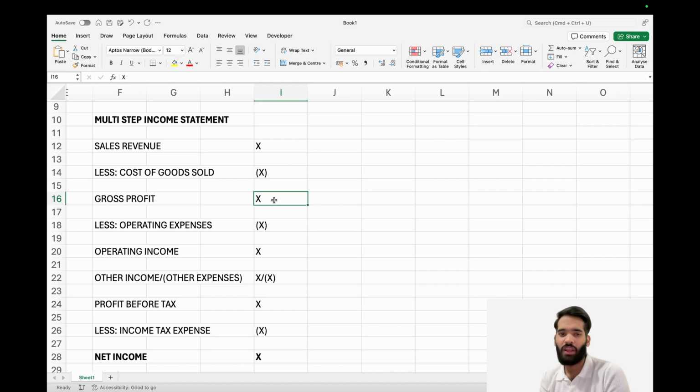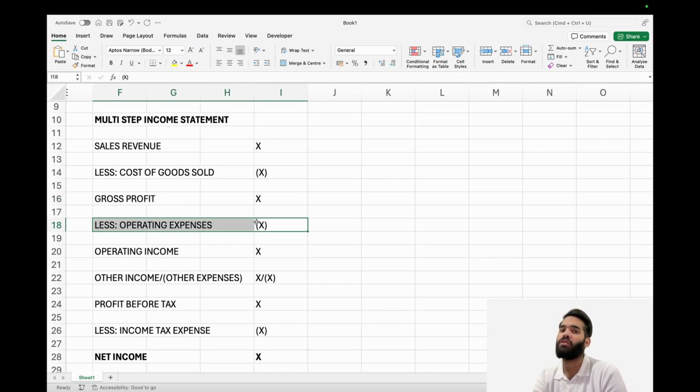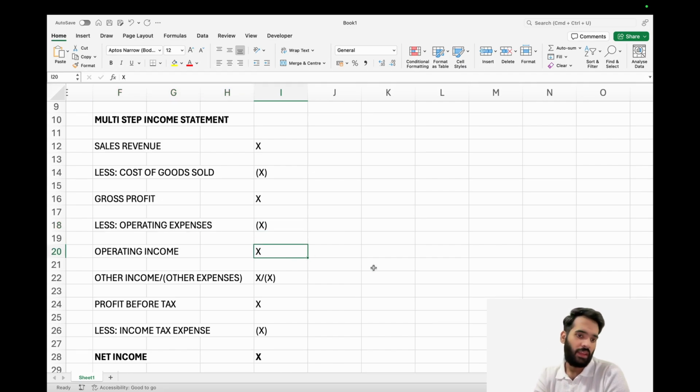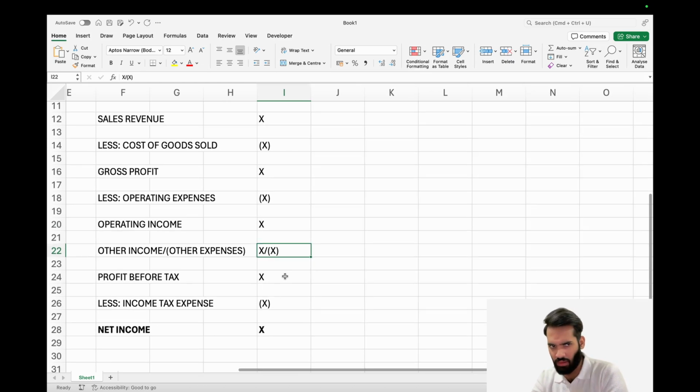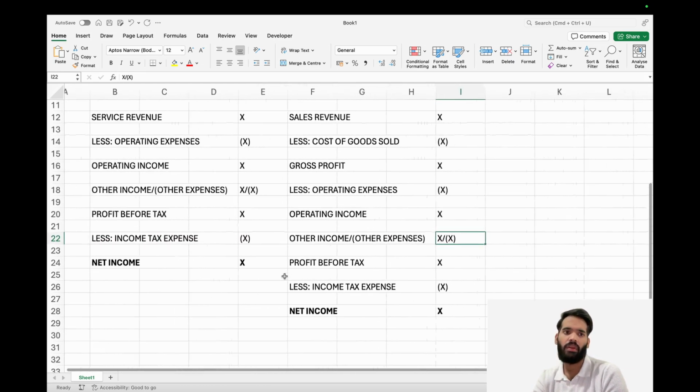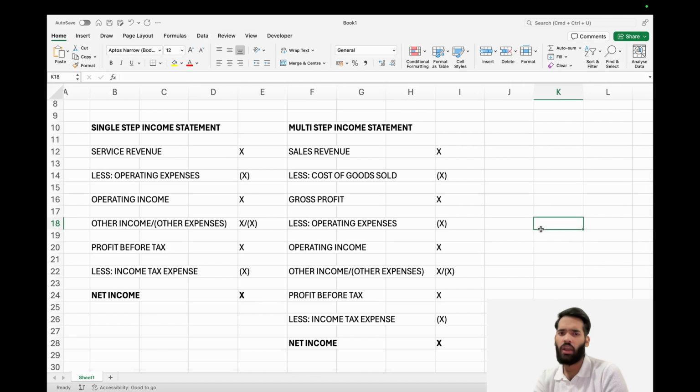But of course we know businesses are more complicated than just paying the original cost and then selling for more money, because you also have to run the business. So you also have operating expenses. After gross profit, we subtract the operating expenses to find operating income. And then we add or subtract other income, and everything else is the same as the single step income statement.